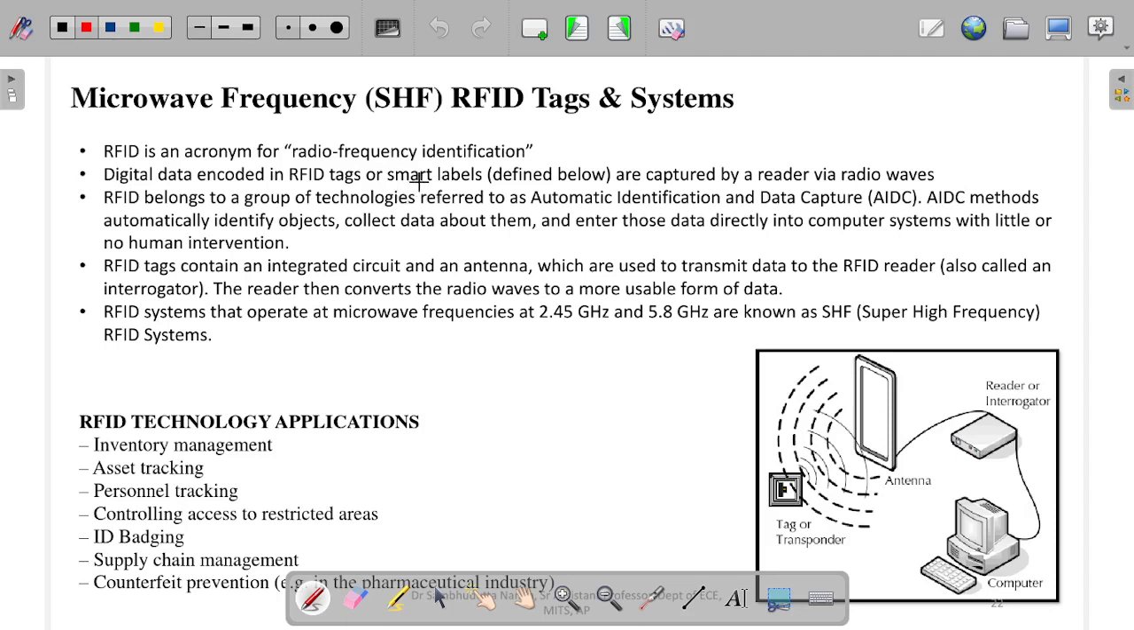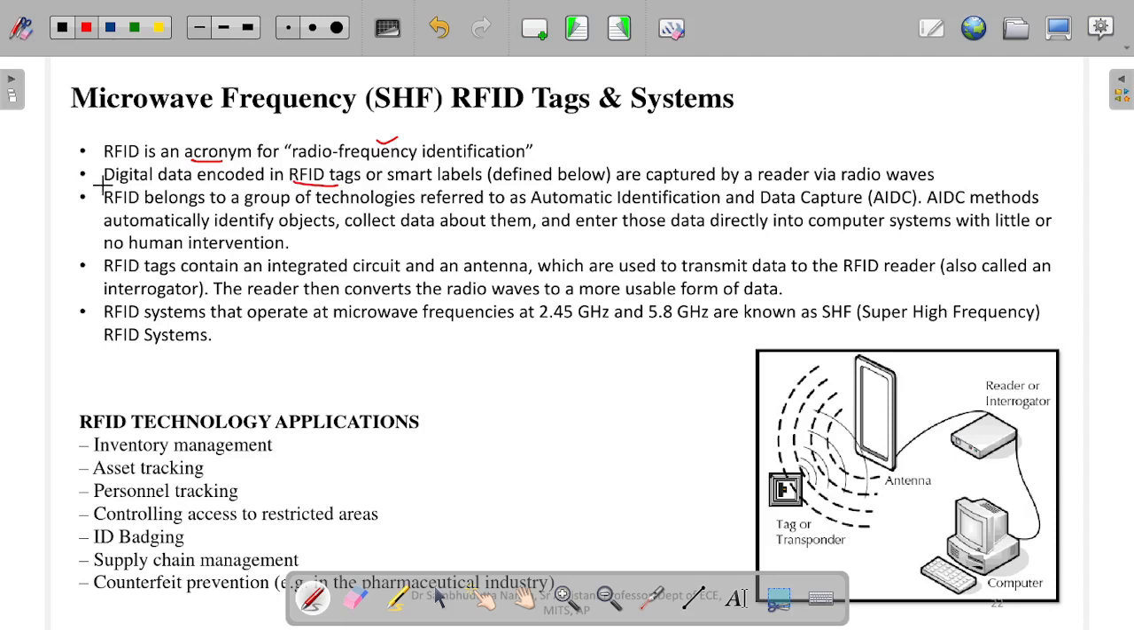So what is this RFID? RFID is an acronym for radio frequency identification. It is a device with the help of which radio frequency identification can be done. Without touching or scanning any barcode or QR code, we can scan the device. Scanning the device means we can get information like the type of the device and its serial number.